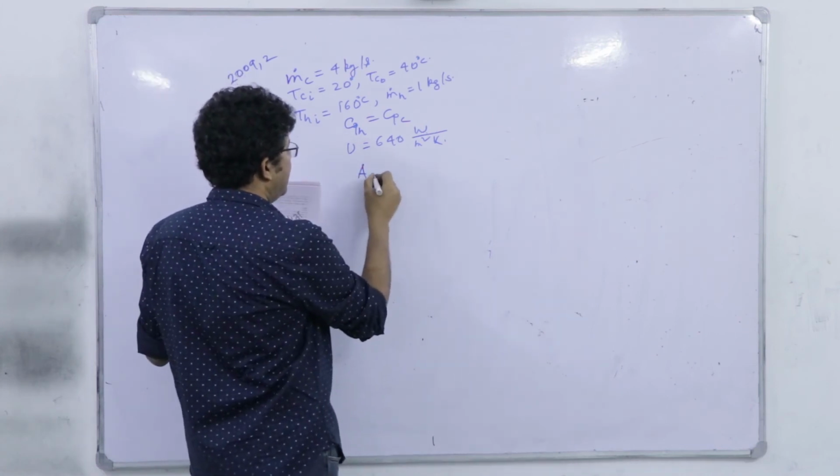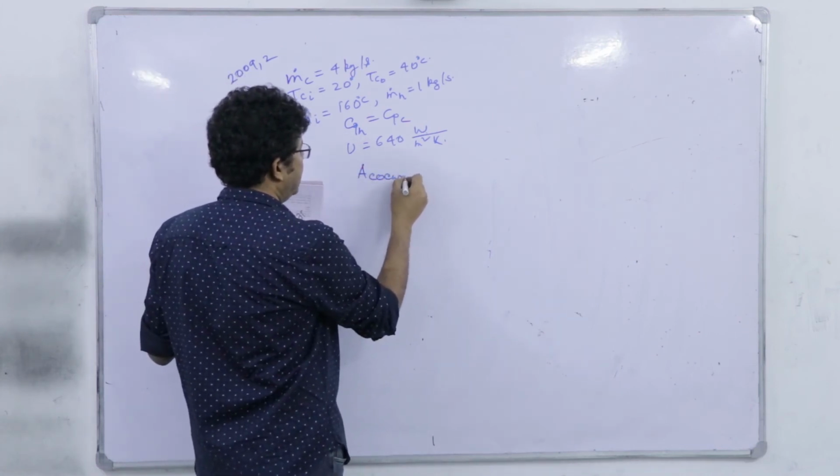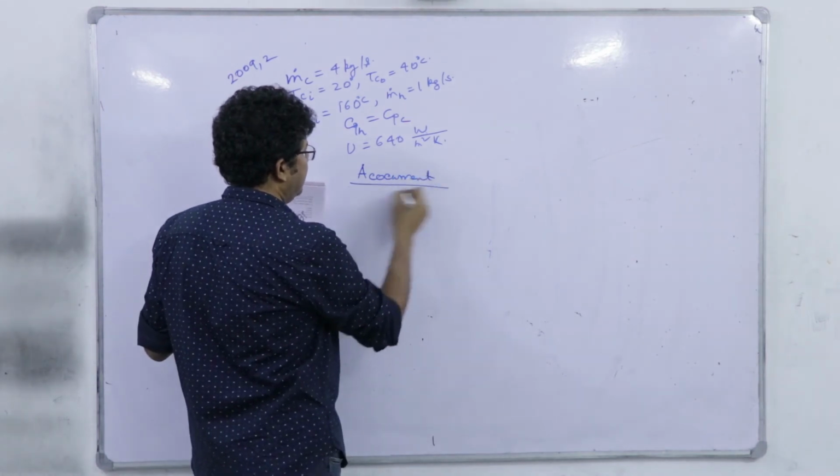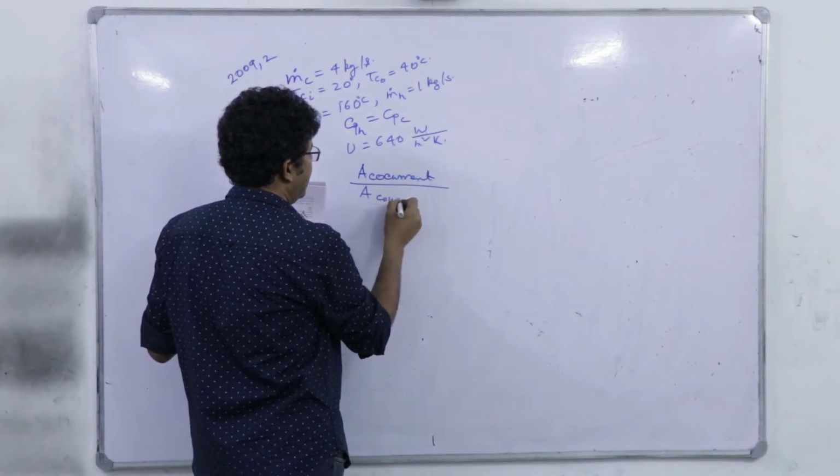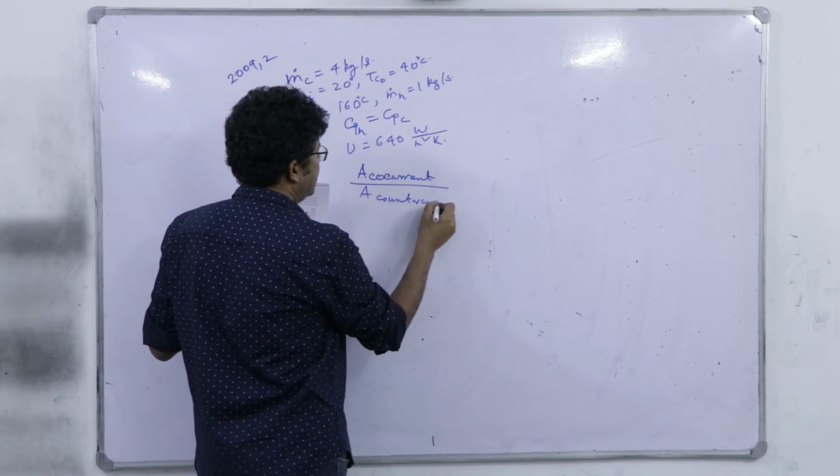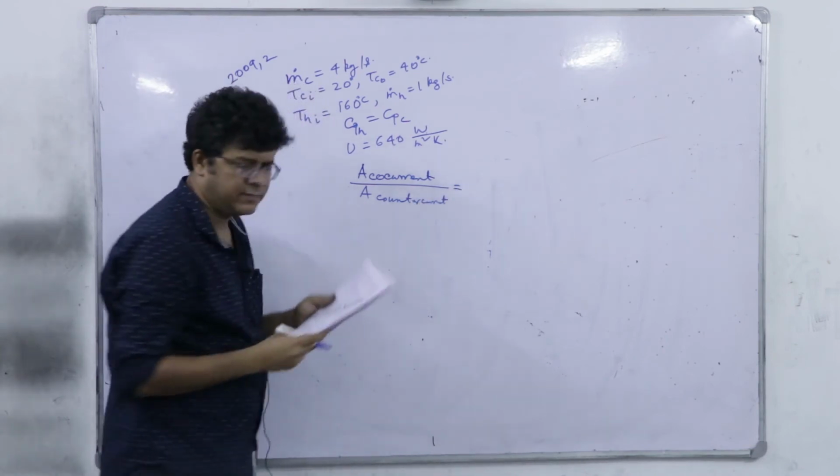So, area co-current divided by area counter current, that we have to solve.